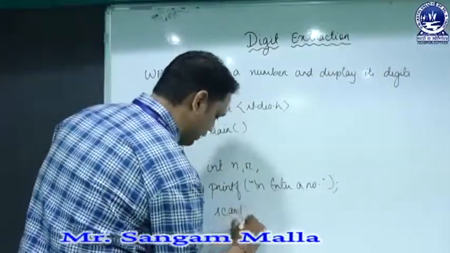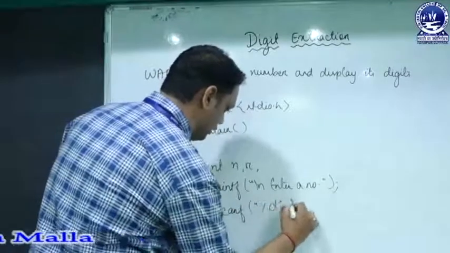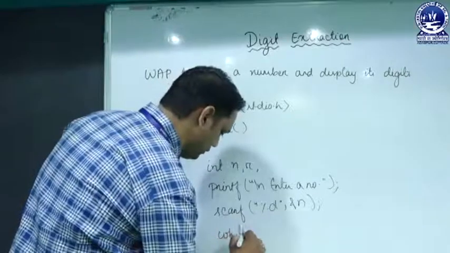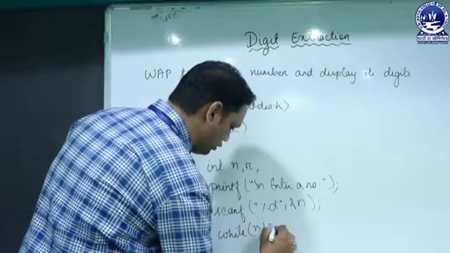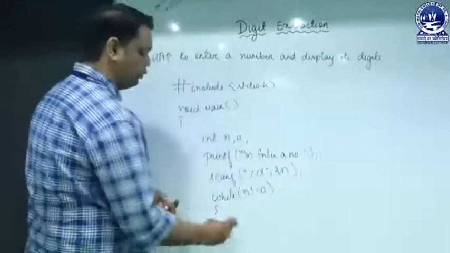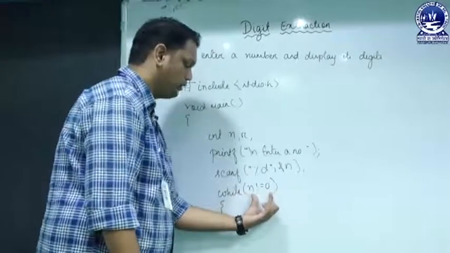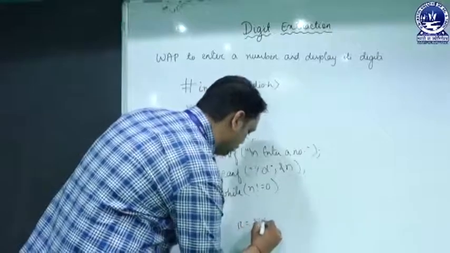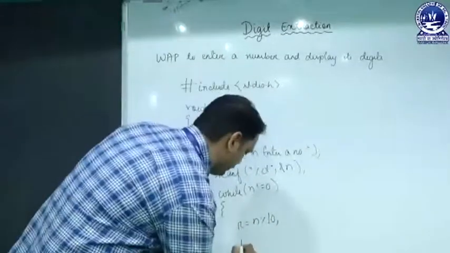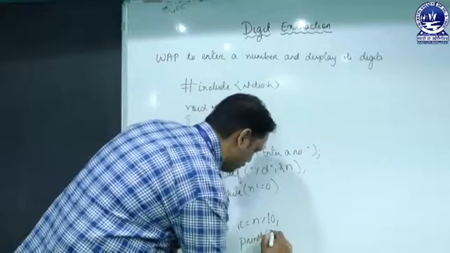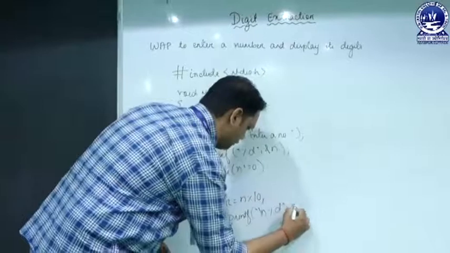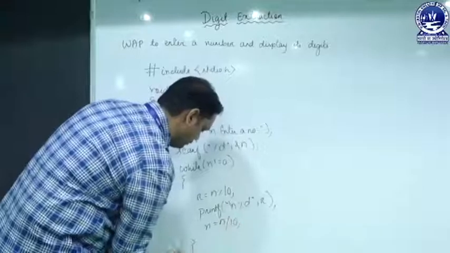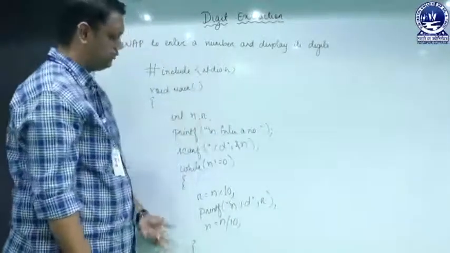Now I will write scanf %d &n. Now I have to take a loop. Let's say while n not equal to 0. That means till the n value becomes 0, the loop will continue. So r equal to n modulo 10, then printf \n %d r, then n equal to n by 10. So this is the program for extracting the digits.